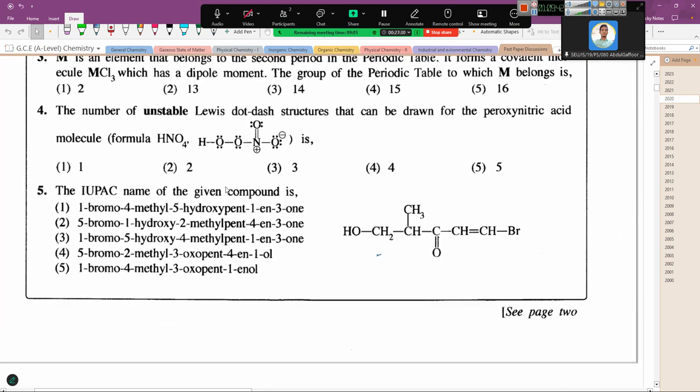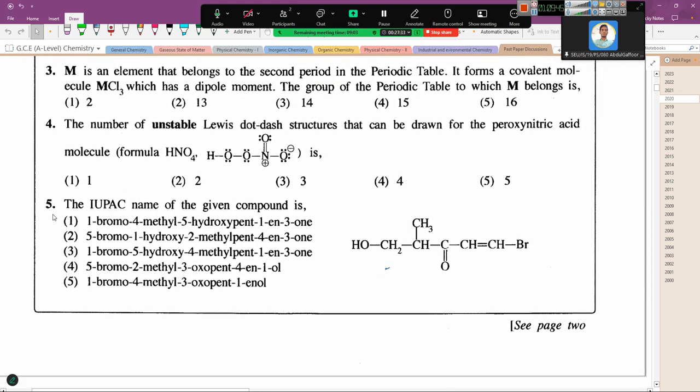Okay, now can you try to answer this fifth one? The IUPAC name of the given compound is, okay. So there's an O, so it's none of these. So it's either 1, 2, or 3. Oh, there's an O here.